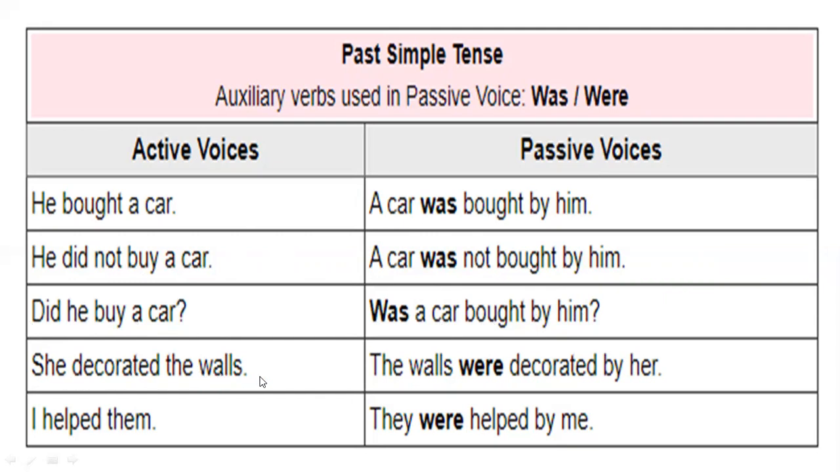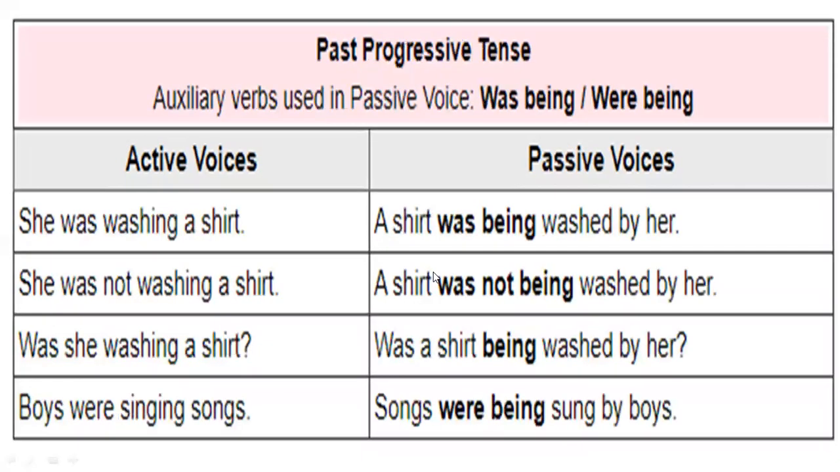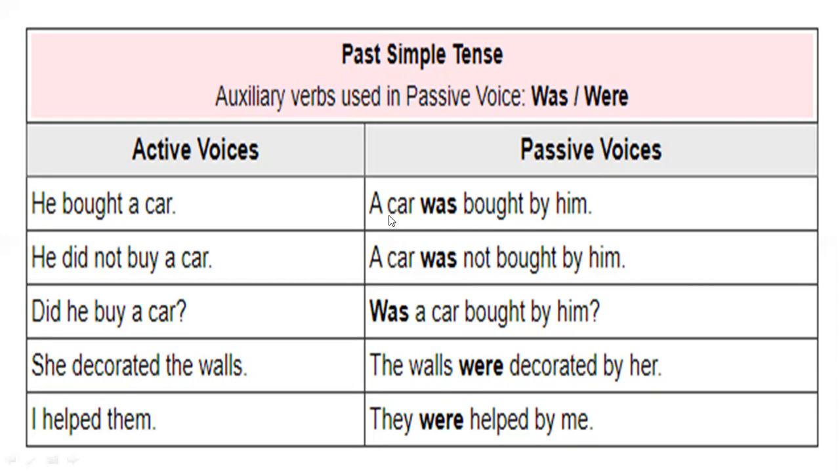She decorated the walls. The walls were decorated by her. I helped them. They were helped by me. You can see that in all the sentences, we have used the auxiliary verb according to our new subject, which is the object of the active voice. A car is a singular subject, so our helping verb was also singular, was. The walls is a plural subject, so the helping verb became were. They is also plural, so the helping verb is were.